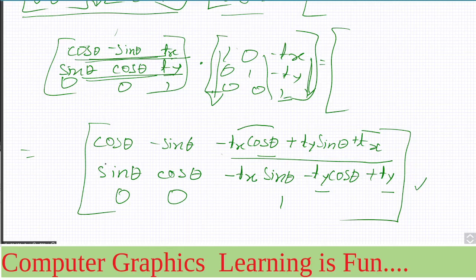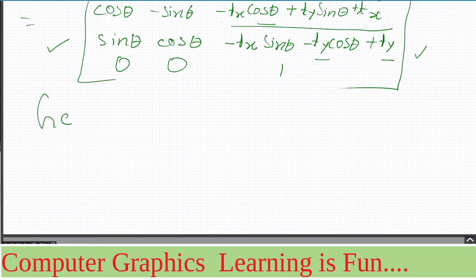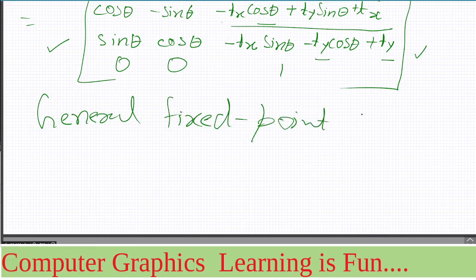So in this way you can make a composite matrix for your rotation along the pivot point. You can also call it general pivot point rotation. Similarly, you will also have a general fixed point scaling, where what will happen? You will bring the object to the origin, means translate it, perform the scaling and retranslate it, right? So okay, we will see this thing again in the next class.